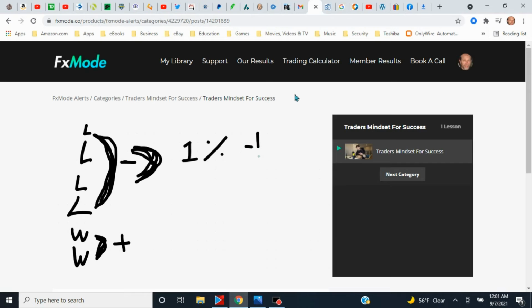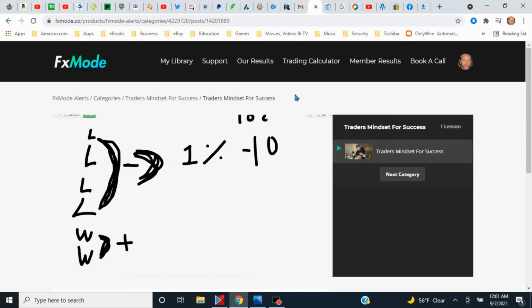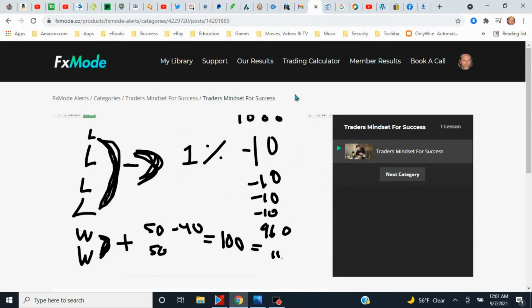If you stay at 1%, $10 on a $1,000 account could be happening 3-4 times in a row. But these 2 wins are like $50 wins, $40 wins. And those 2 already equal $100 after those 3-4 losses in a row. So now you're up $100 in total after that $40 loss. So $960 plus 100, that's $1,060 already in those few trades.